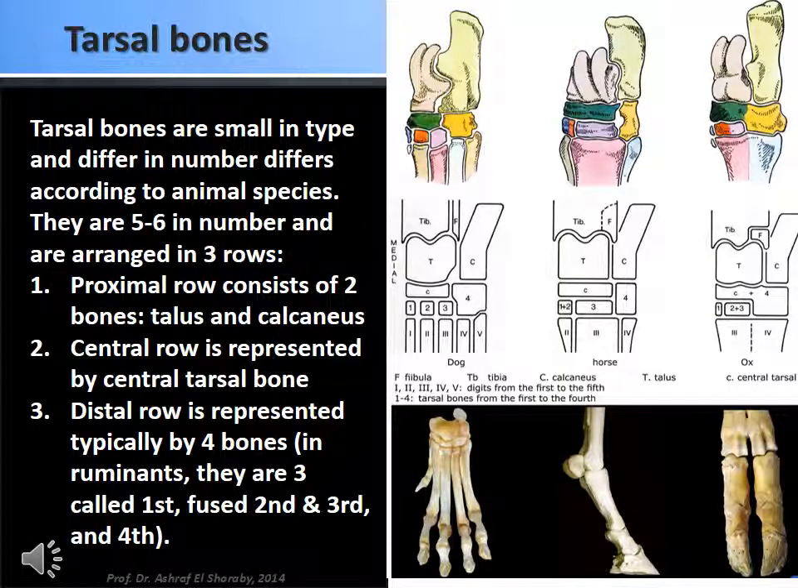Tarsal bones are small in size and differ in number according to animal species. They are 5 to 6 in number and are arranged in 3 rows. One proximal row consists of 2 bones, 1 talus and 2 calcaneus. The central row is represented by the central tarsal bone, 3. The distal row is represented typically by 4 bones. In ruminants, they are 3, called first, fused second and third, and fourth.